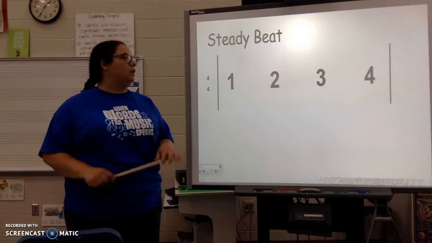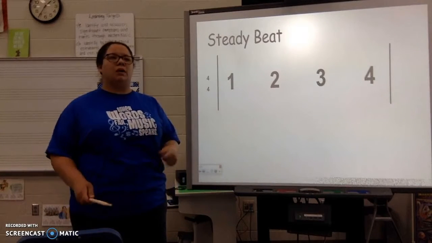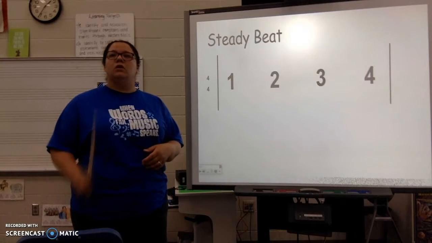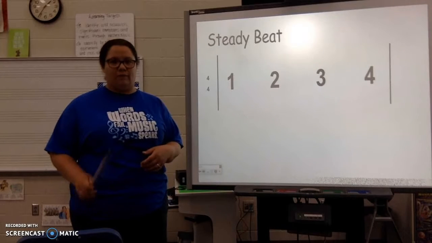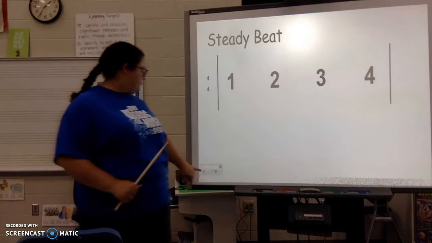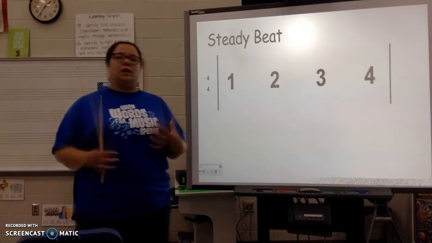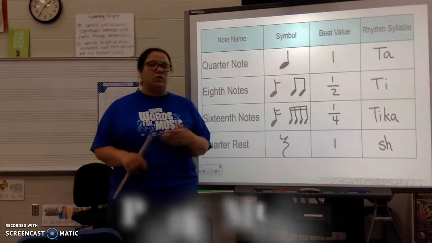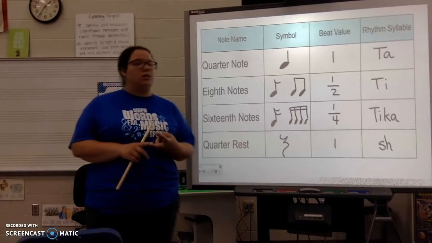3, 4. Very good. So we have our 4 beats, steady beat. Every time that we play a rhythm, we have our 4 beats underneath. So 1, 2, 3, 4. And I can play any rhythm I want on top of that. Every time I say 1, 2, ready, go, I'm going to give you your steady beat to play on. All right, so let's go into our notation and our rhythm syllables for our 4 types of notes.